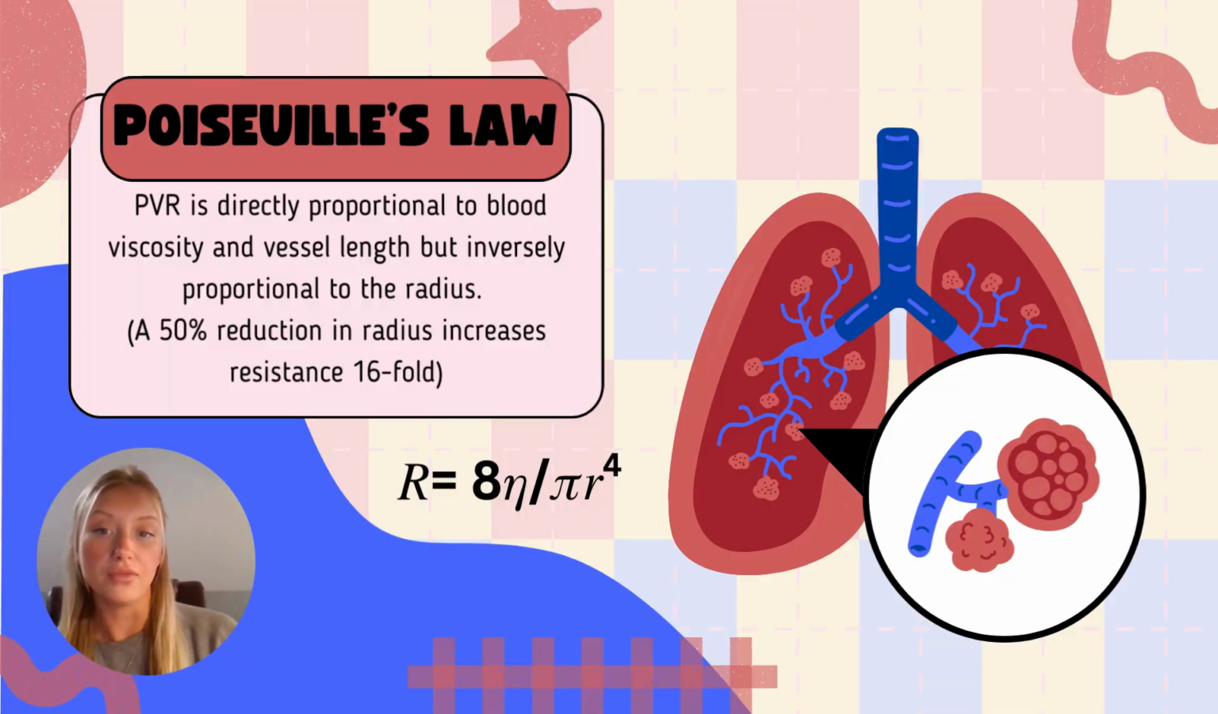And below, we have the calculation for Poiseuille's law, which just states that resistance is equal to 8 times the viscosity divided by pi times radius to the fourth.